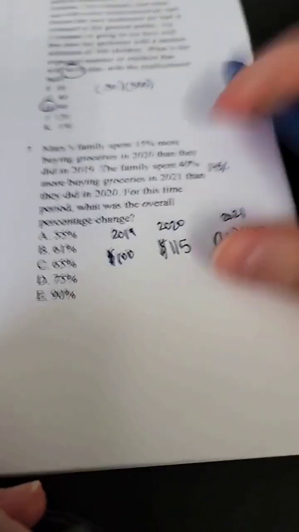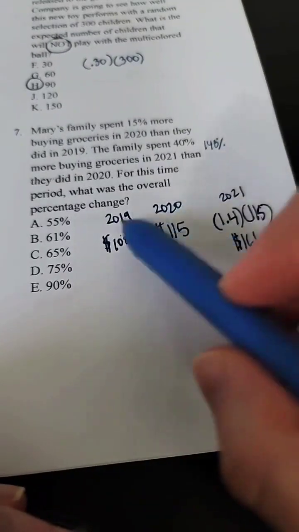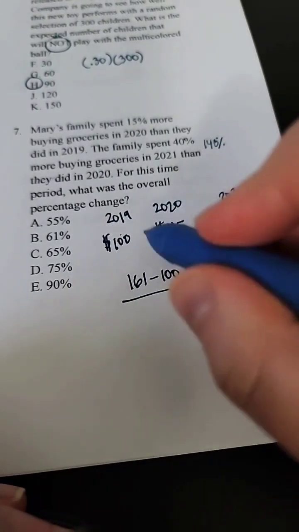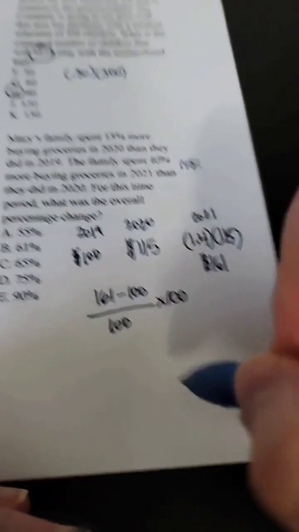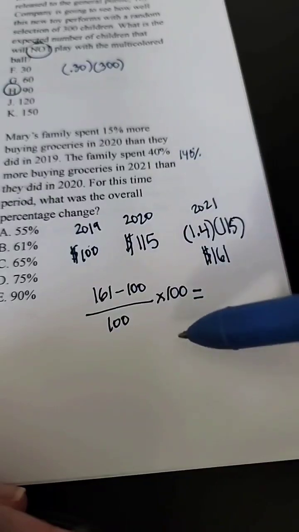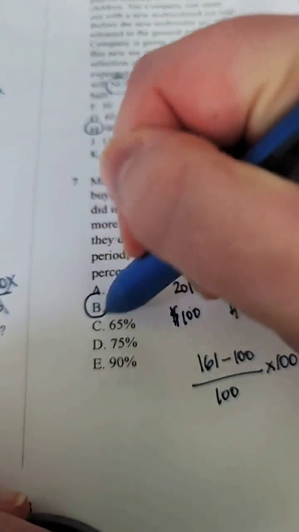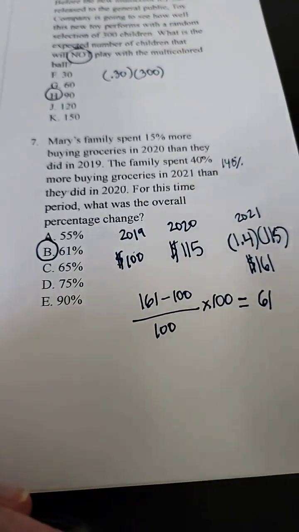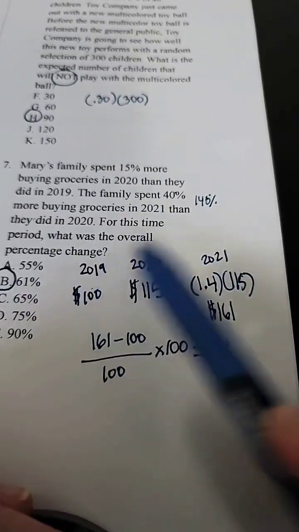Now we want to know the percent change. So percent change is just the change over the original times 100. So the change from 2019 to 2021 would be 161 minus 100 over the original, which is 100. And then you could do the times 100 if you want to use that formula, or you could just remember that you're moving the decimal 2 to the right if you want to leave the 100 out. Either way works. So then we're going to get 61 over 100 times 100, and that's just going to be 61. So it's 61%, B. Wait, I see why it's not 55. Someone already figured it out: you have to remember that it's 40% more than 2020, not 2019.